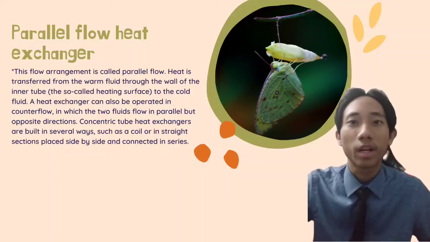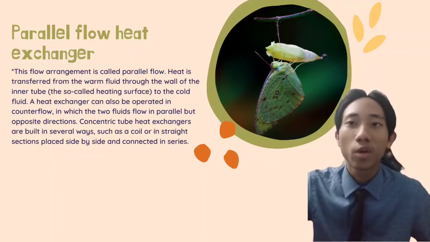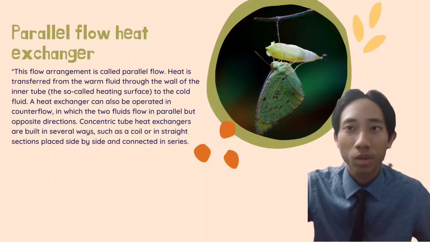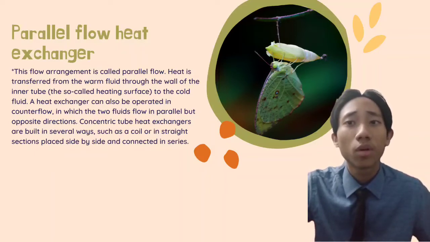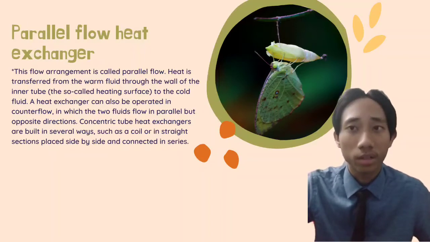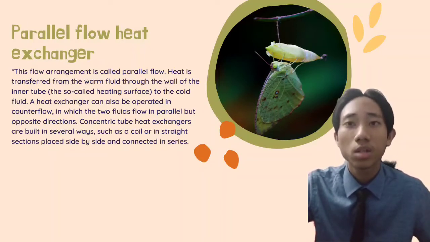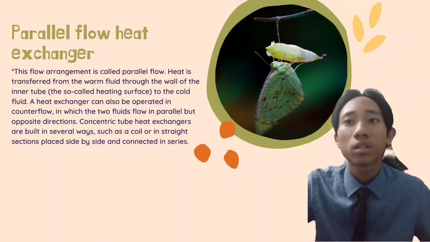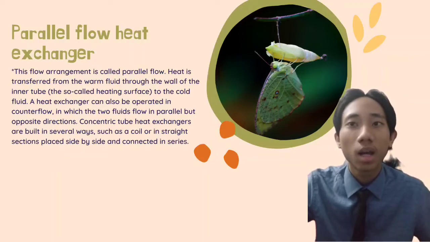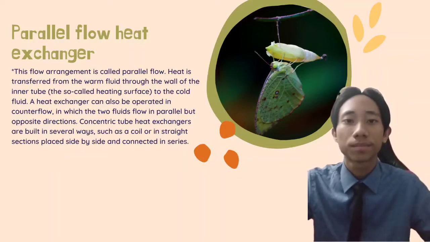Next, we go through the parallel flow heat exchanger. This flow arrangement is called parallel flow. Heat is transferred from the warm fluid through the wall of the inner tube, the so-called heating surface, to the cold fluid. A heat exchanger can also be operated in counterflow, in which the two fluids flow in parallel but opposite directions. Concentric tube heat exchangers are built in several ways, such as a coil or in straight sections placed side by side and connected in series.